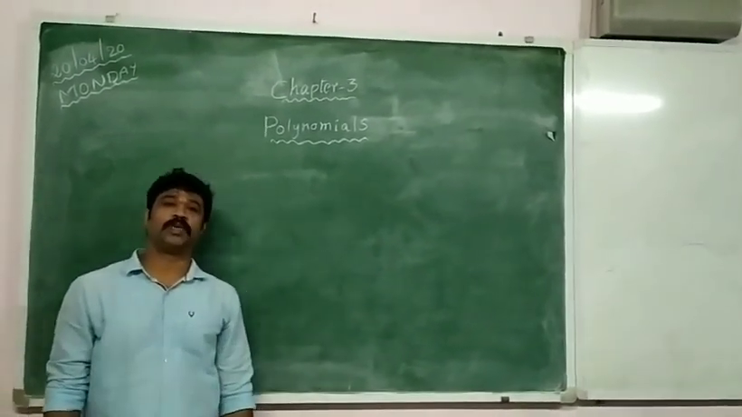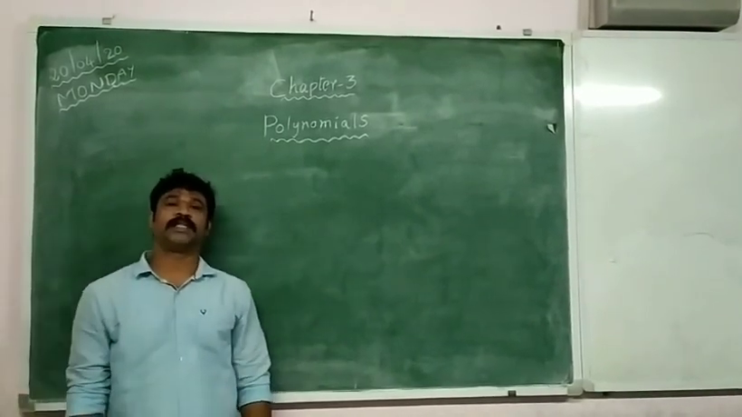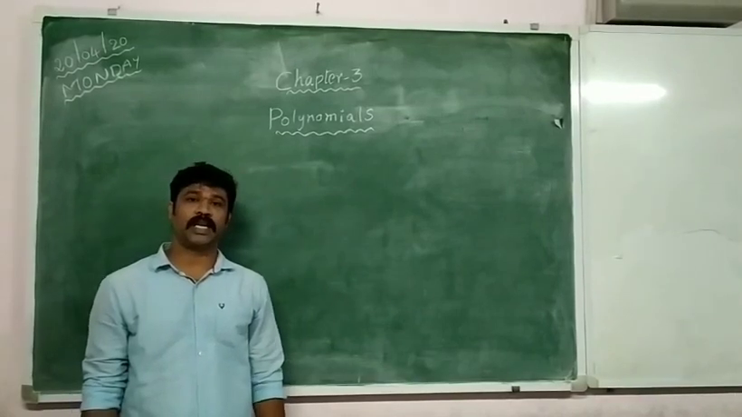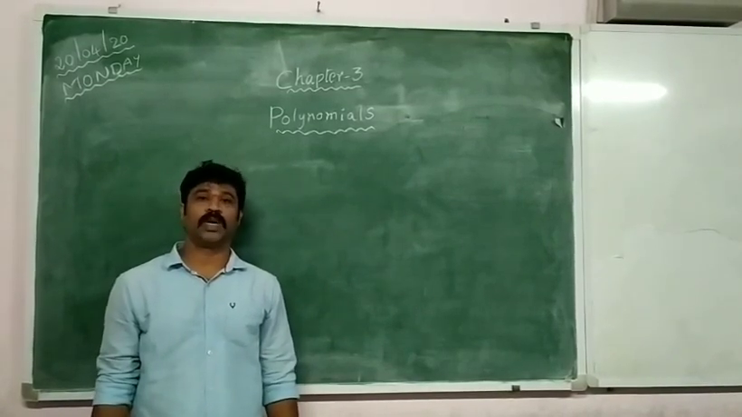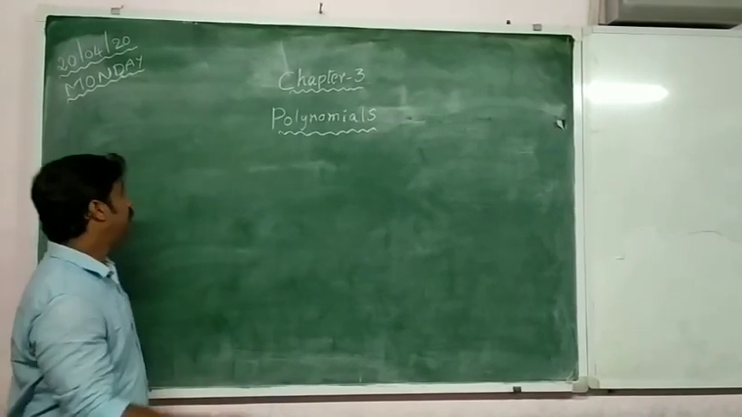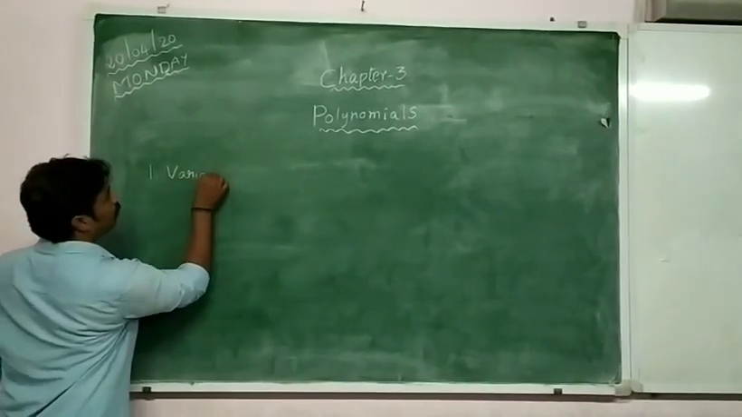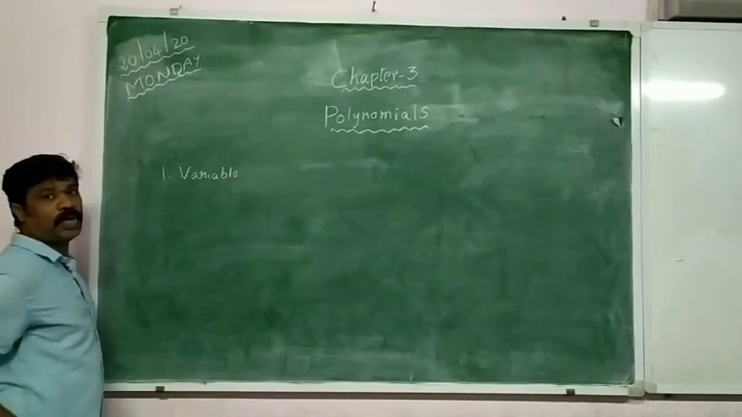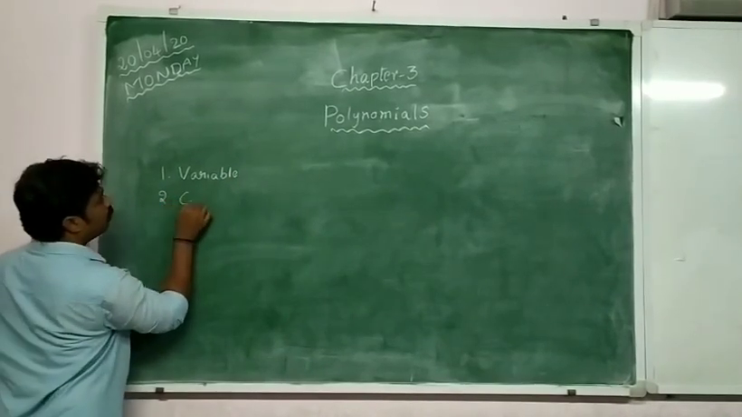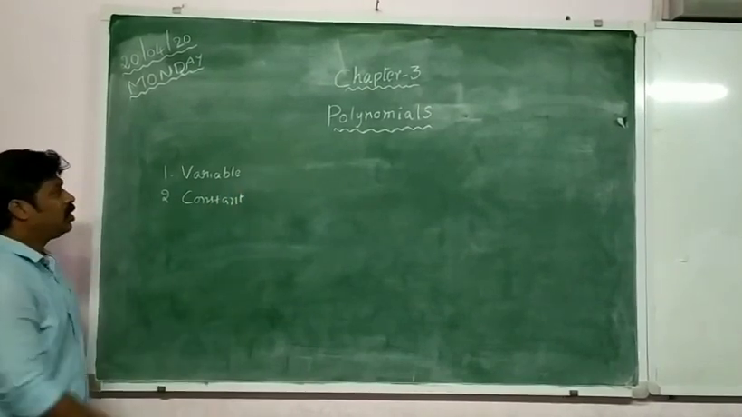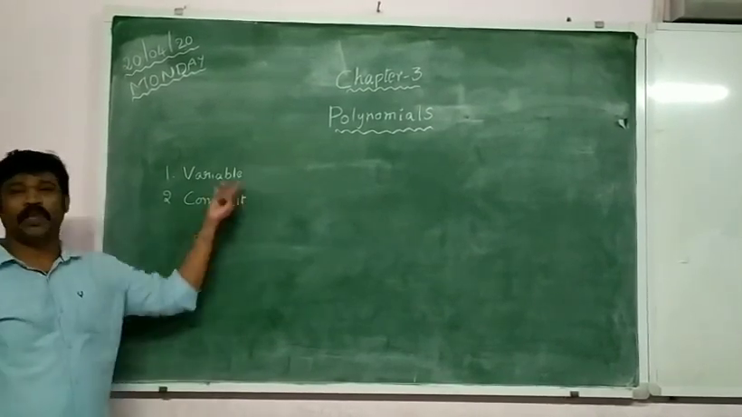Today we are going to discuss the chapter Polynomials, the third chapter in 10th class. We already learnt this chapter in 9th class, so let us first revise what we learnt there. In 9th class we learnt what a variable is and what a constant is. So first we have to know what a variable is and what a constant is.